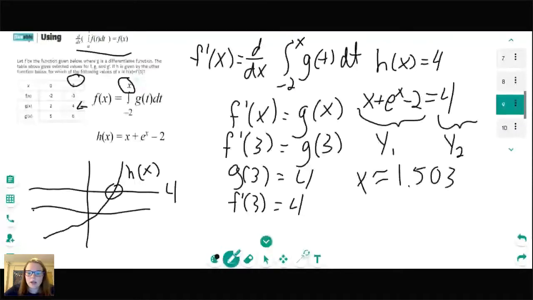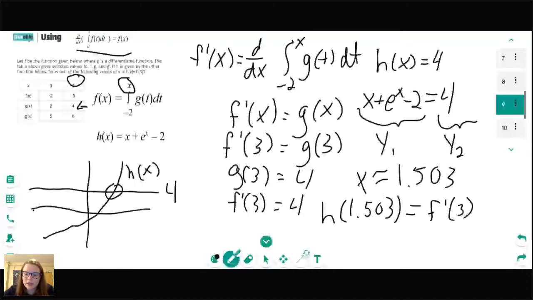So what this is saying is h of 1.503 is going to be equal to f prime of 3. That's when they cross. Good, awesome. In some calculators, there's also a solve function. If you type either side of the equation into the solve function, you can find where they're equal. It'll just tell you x. That's a really nice function.